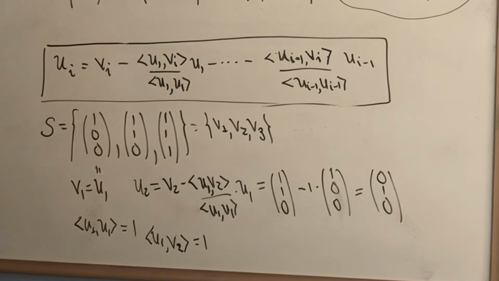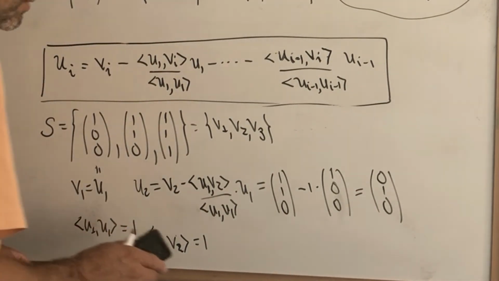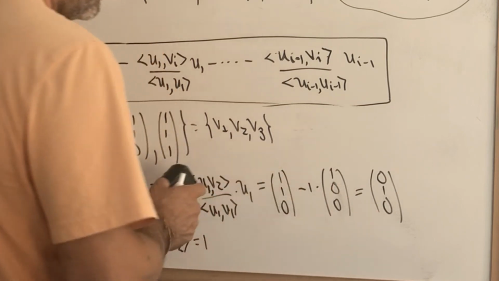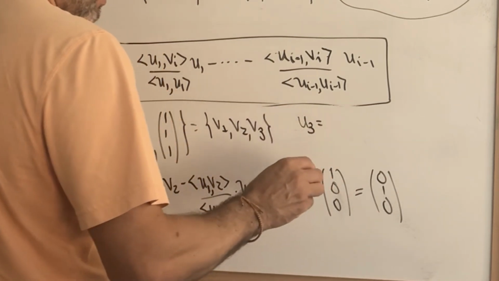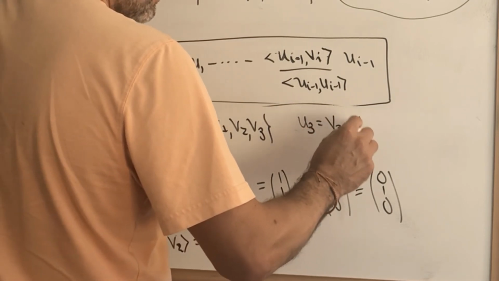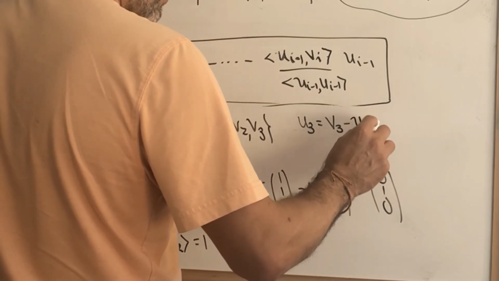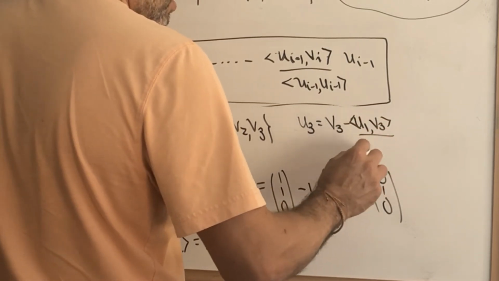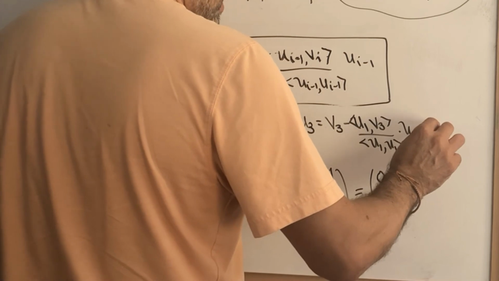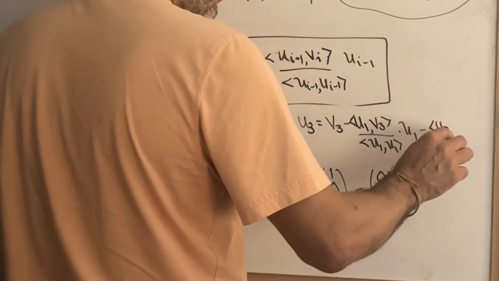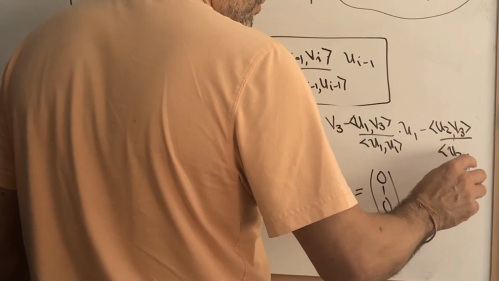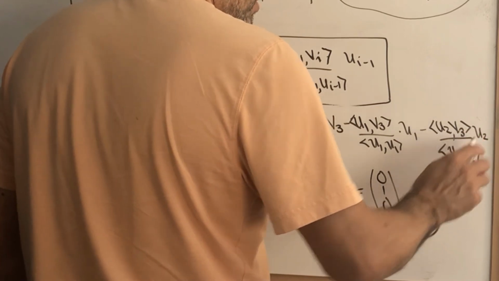Finally, u3 would be equal to, let me erase this part here, u3 would be equal to b3 minus u1 inner product with b3 over u1 u1 times u1 minus u2 inner product with b3 over u2 u2 times the vector u2.